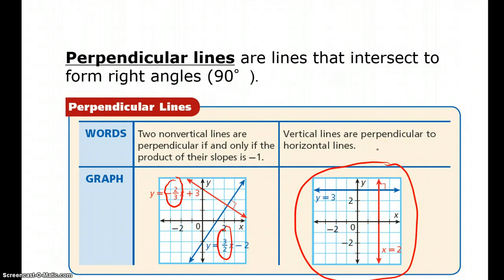But what we should notice is that one of them is always going to go uphill and one of them is always going to go downhill so that they can cross. So they will always be opposite, and then they will always be flipped upside down. So this is 2 over 3, this one is 3 over 2. So perpendicular lines, slope will be, this should go in your notes, opposite and reciprocal.